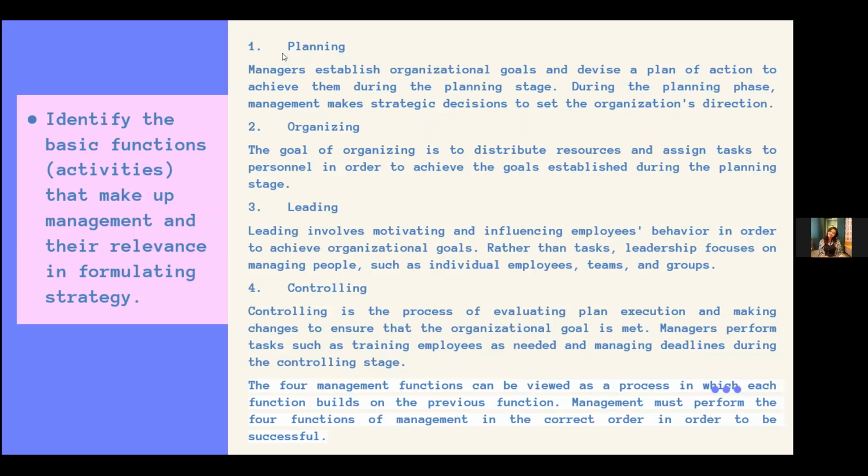Rather than tasks, leadership focuses on managing people, such as individual employees, teams, and also groups. And controlling is the process of evaluating plan execution and making changes to ensure that the organizational goals are met. The four management functions can be viewed as a process in which each function builds on the previous function. So management must perform the four functions of management in the correct order in order to be successful.